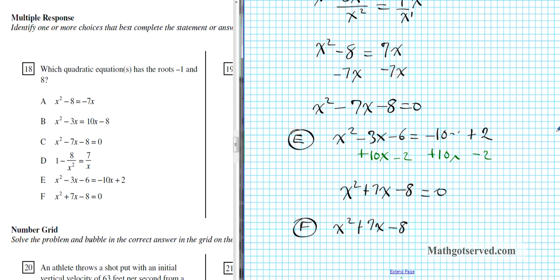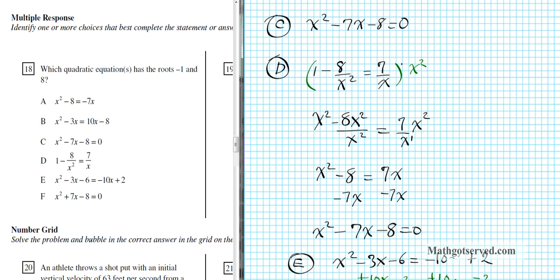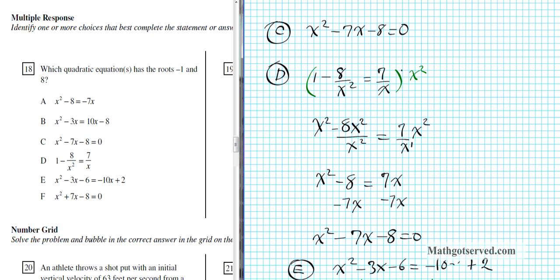All right, so since C and D are the same, how about we factor that first and see what happens? Factor and solve to see if we get negative 1 and 8 as roots. So let's do C using the X game. AC is negative 8, and B is negative 7. So what works here in the factorization, we can use 1 and 8. Since the sum is negative, the bigger number has to be negative.